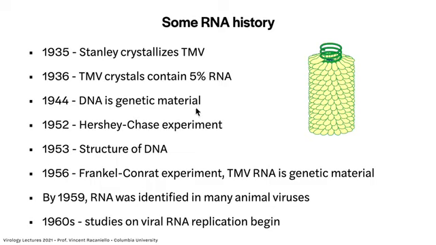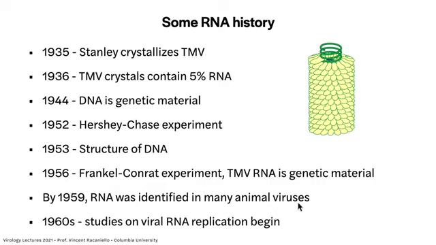1944, DNA is shown to be genetic material. We talked a little bit about that. 1952, the Hershey-Chase experiment showing that the DNA of a bacteriophage is the genetic material. Structure of DNA solved in 1953. This is a banner year for science, folks. Structure of DNA. And I was born that year. So that's why I became a scientist, because it was a year that the structure of DNA was solved. 1956, of course, the Fraenkel-Conrat experiment showing that the tobacco mosaic virus RNA is genetic material. And then by 1959, lots of RNA viruses were discovered. The RNA in those viruses, that is.